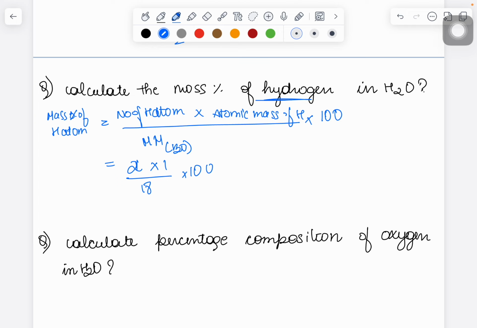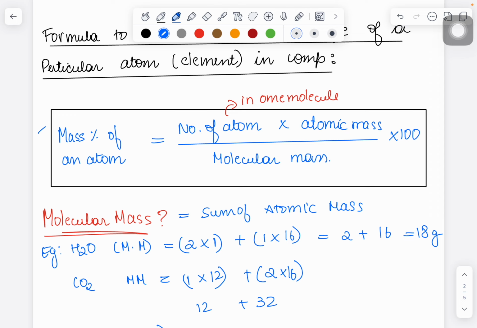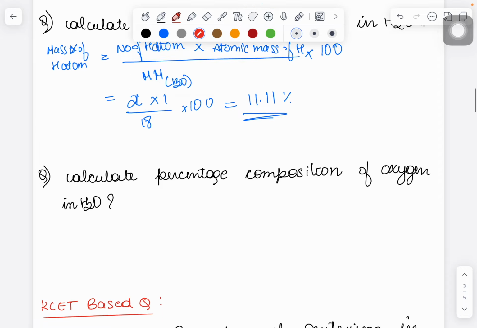If we calculate, the answer that we get is 11.11 percent of hydrogen is present in H2O. Is it clear how to find the percentage composition of a particular atom by this simple formula? Let's see the next one.